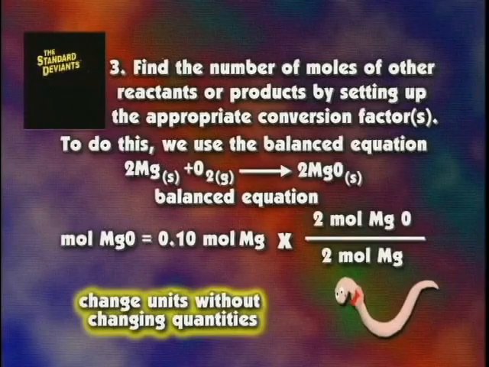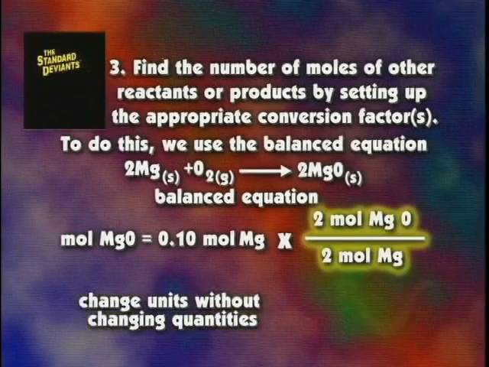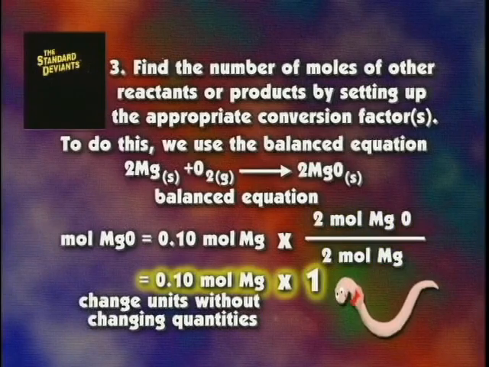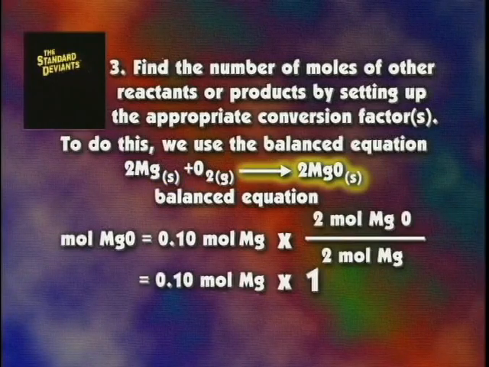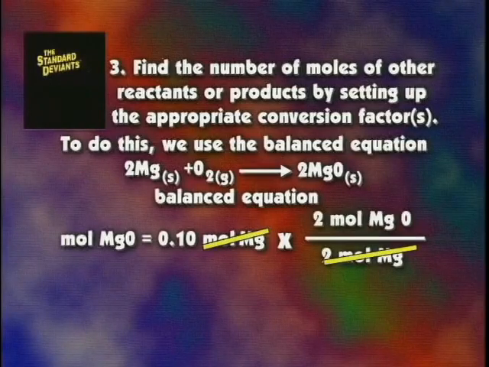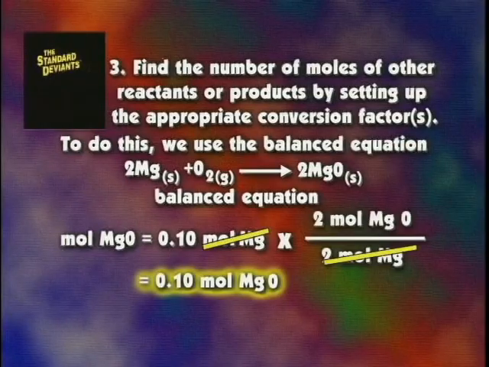It's the unit factor method again. Multiplying by 2 moles of magnesium oxide over 2 moles of magnesium is like multiplying by 1, because the balanced equation for the reaction says that for 2 moles of magnesium, we get 2 moles of magnesium oxide. Cancel out the moles of Mg on the top and bottom, and that gives us 0.10 moles of magnesium oxide. And there it is, just like we told you. We have 0.10 moles of magnesium oxide.